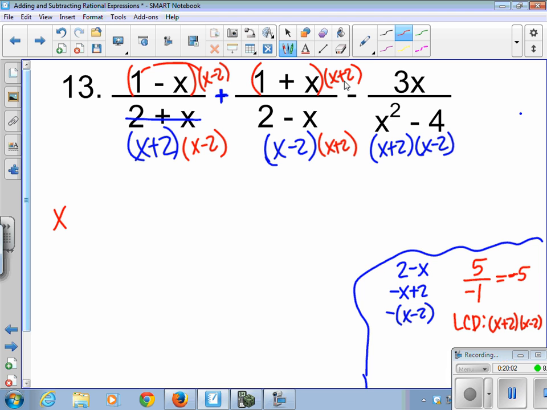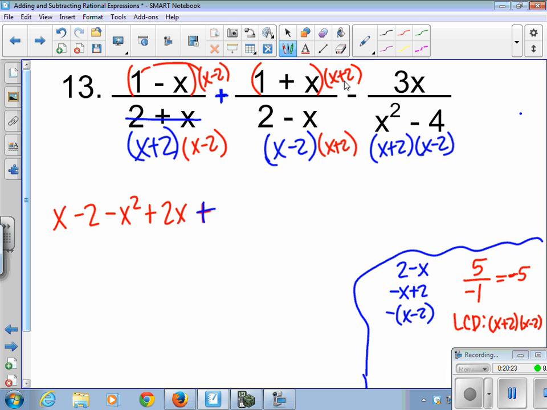First, the outside: 1 times negative 2 gives me a negative 2. The insides are going to give me a negative x squared. And then last, that's going to give me a positive 2x. So that's for my first fraction. Then, plus the second fraction, I'm going to write in blue.